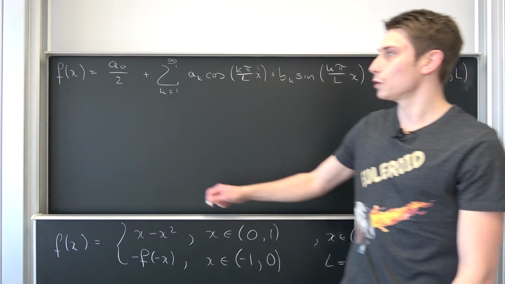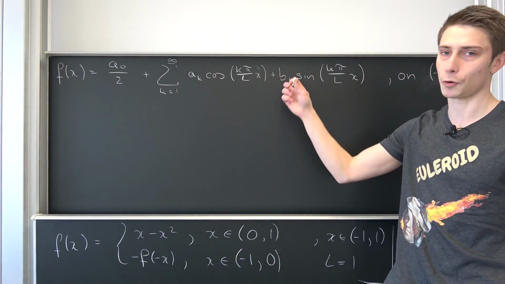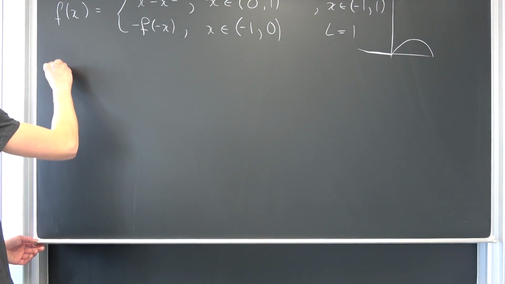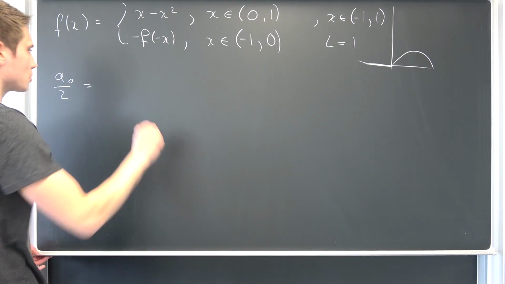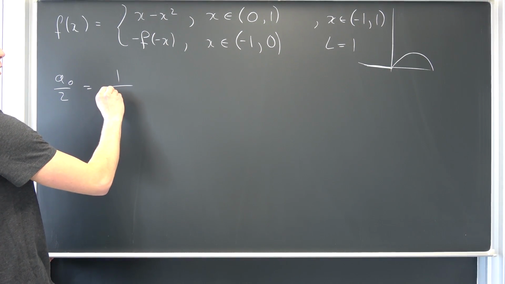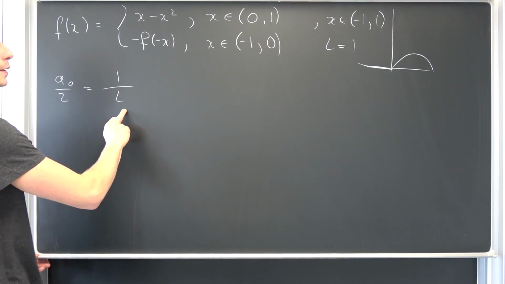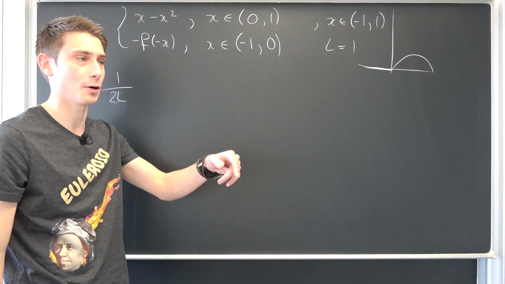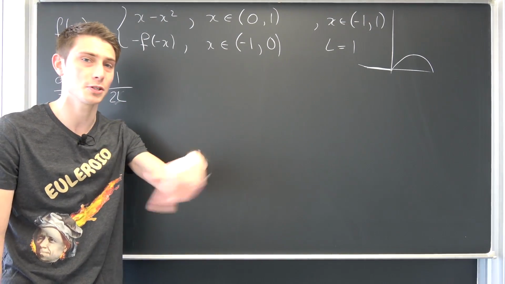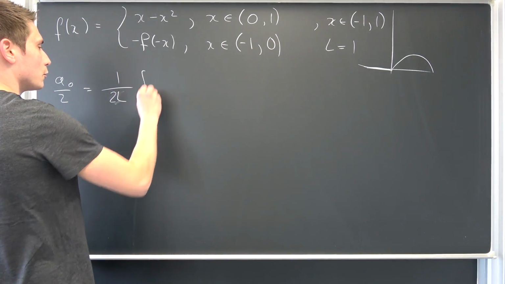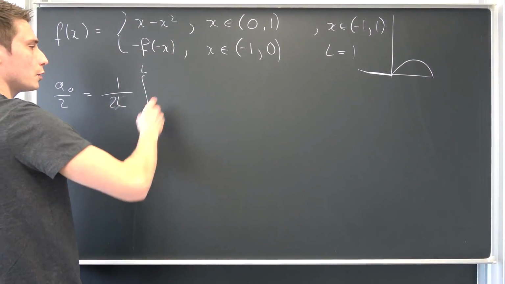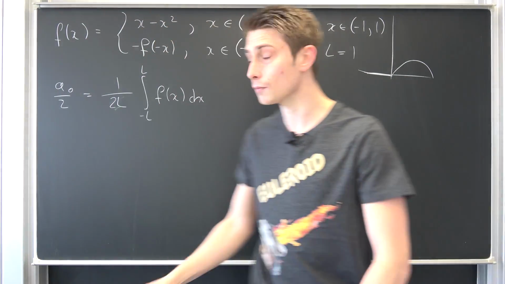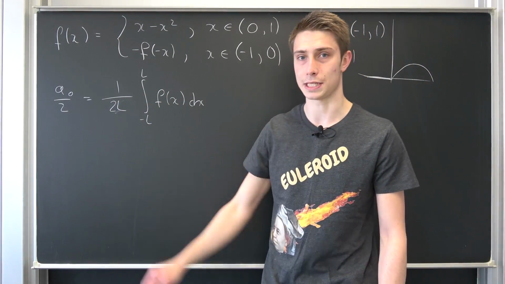Okay, so now we have to talk about those Fourier coefficients right here. Let's start off with a naught over 2. A naught over 2, by definition, is going to be 1 over 2 times L. I'm terribly sorry, I always have to think about it, but then I think about the Dirichlet kernel and I remember, 1 over 2 pi. So this is 1 over L from -L to L of our function integrated with respect to x.